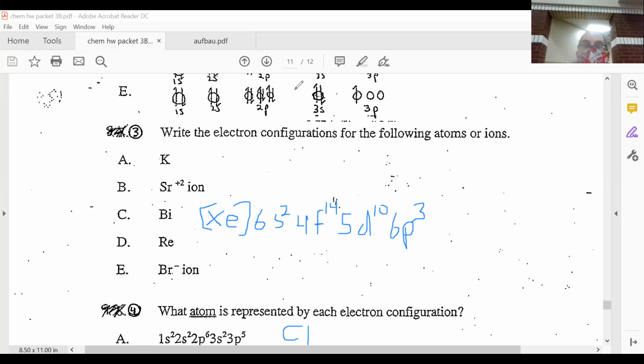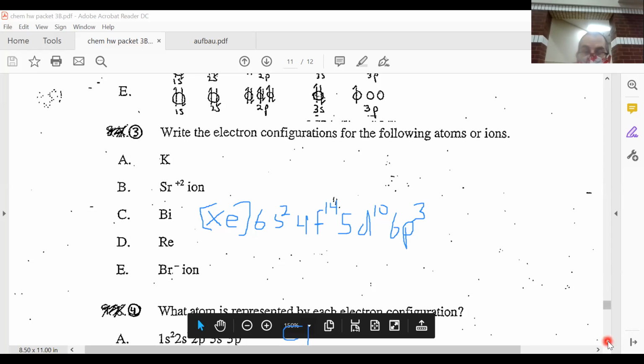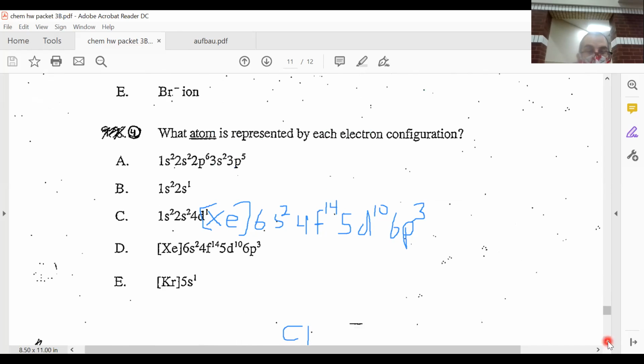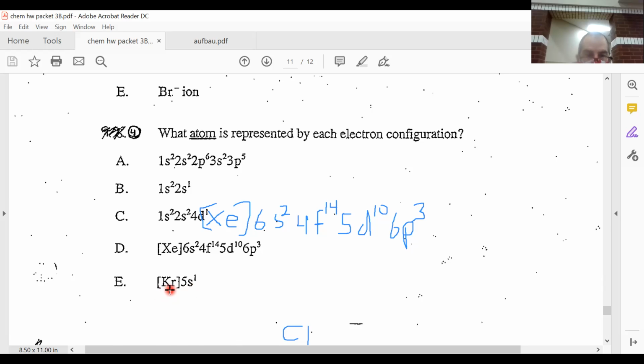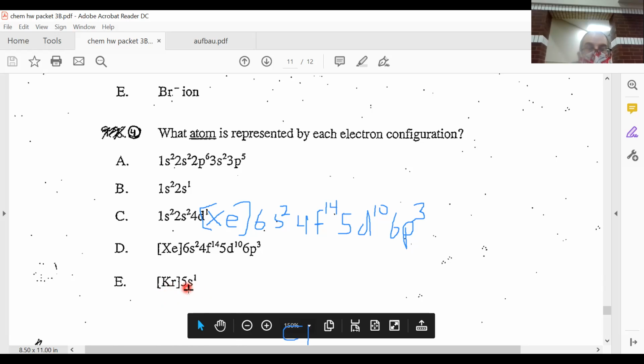All right, if I went further down the list and I see something like this, and I see Kr and I see 5s1, I can say, oh, krypton, that's through shell number 4. That has 36 electrons, and it looks like I'm adding the next electron. That would be 37. What element has 37 electrons? You're going to find out that that is rubidium. So that would be how to handle these types of questions here.